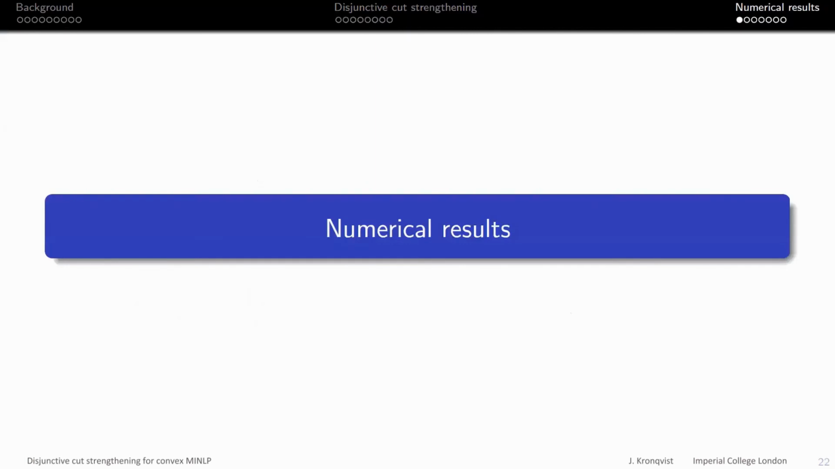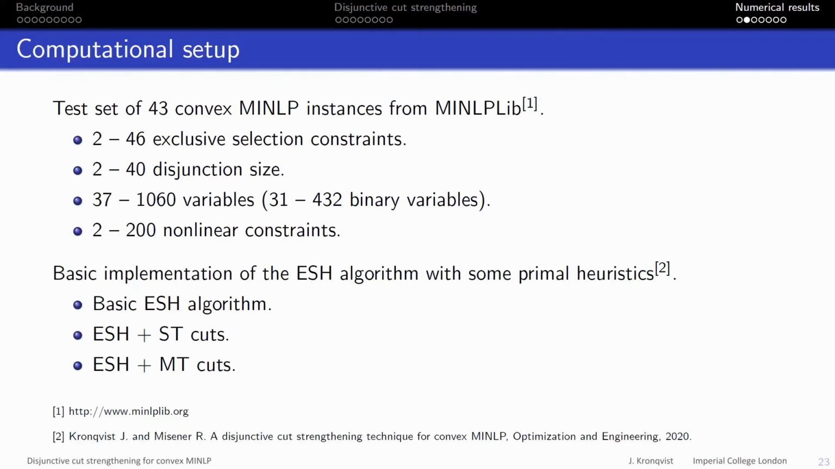Let's continue with some numerical results. We have used a test set of 43 convex MINLP instances from MINLP-lib, and here we have between 37 and 1060 variables, 31 to 432 binary variables, and quite a big range in the number of nonlinear constraints. The disjunctions vary in size between 2 and 40, meaning that for some of these instances we only need to solve 2 NLP problems to strengthen the cuts, but in some of them we need to solve 40 NLP problems in order to get the strengthened cut.